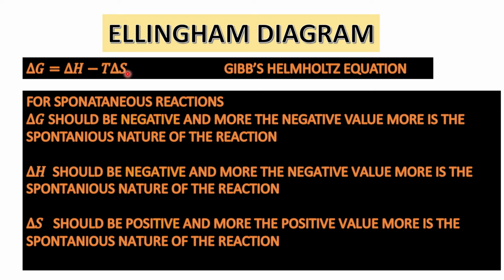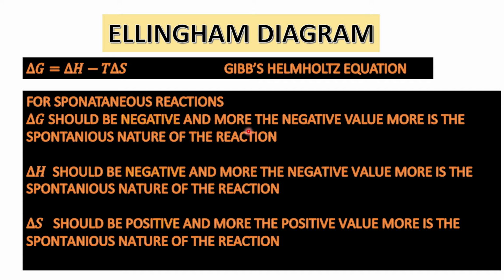These three parameters are very, very important. If you know the basics of thermodynamics, then you are much aware of these three parameters and the significance of the sign as well as the magnitude of these parameters in order to get a spontaneous reaction. For example, for spontaneous reactions, delta G must be negative. Delta G must be negative if you want your reaction to proceed spontaneously, and the more negative the value, the more spontaneous the nature of the reaction.